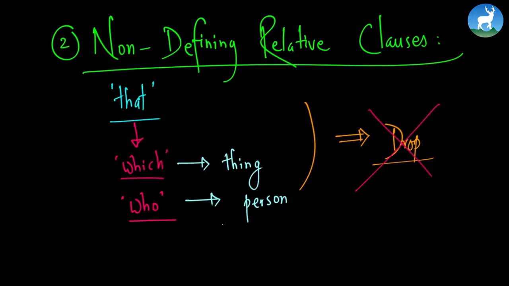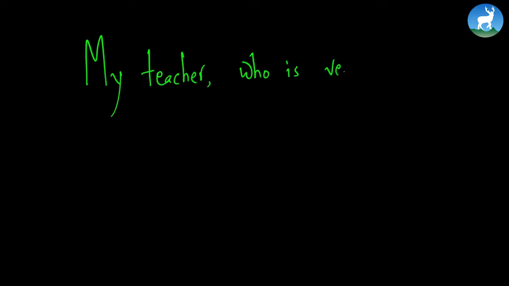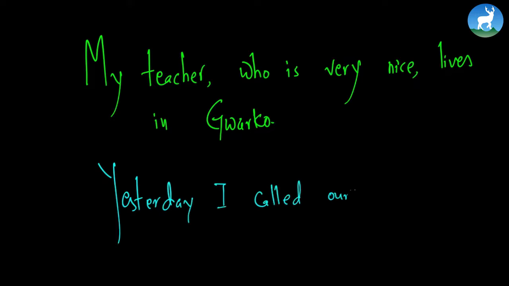Even if the relative pronoun is subject or object, it does not matter, we are never going to drop the relative pronoun. And another important thing is we use commas, one comma or sometimes two commas, to separate the clause from the rest of the sentence. Let's look at some examples. My teacher, who is very nice, lives in Guarco. One more example. Yesterday, I called our friend Jerry, who lives in Tamil.